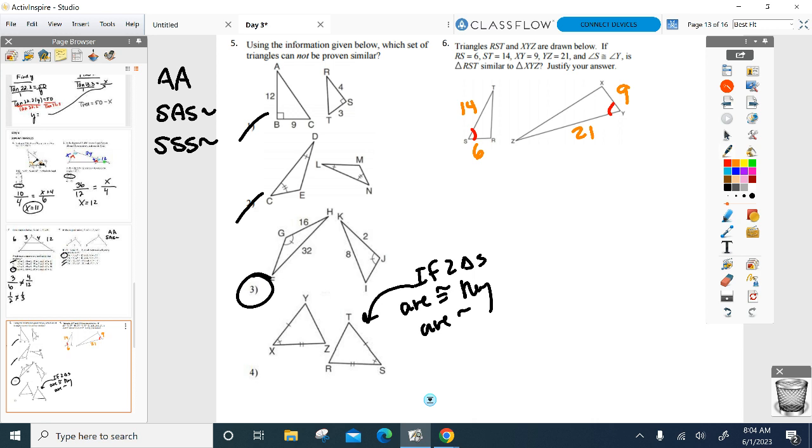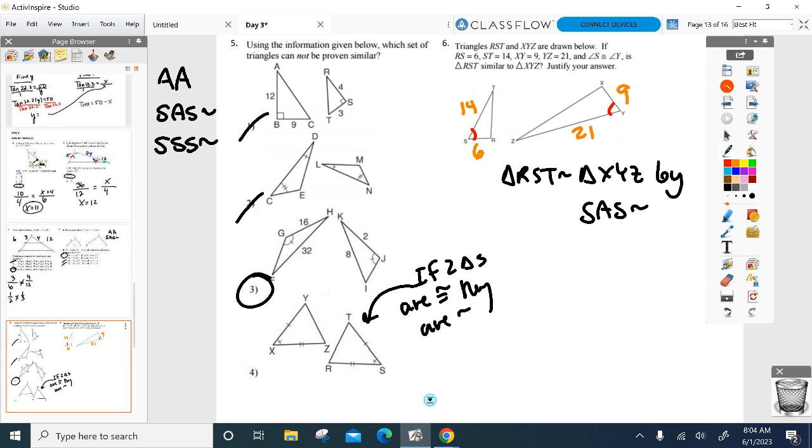Similar to each other? Yeah. Because when you set it up, 9/6 equals the same thing as 21/14. And the angles are in between. So triangle RST is similar to XYZ by side angle side similarity.